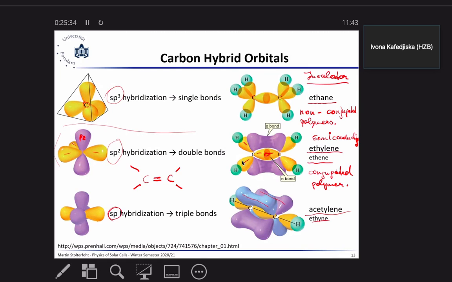That means nothing bonds anymore, of course, because everything is bonded as it should be. Yeah, everything is in bond in this case. But when you bring more carbons together, there will be alternating double and single bonds, and this double and single bond can move around. This is how the conduction works. Yeah, that's clear.